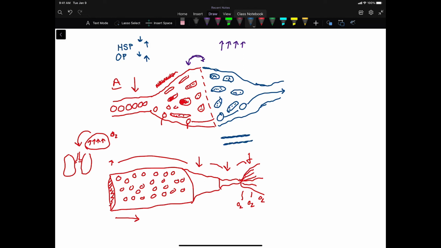And if there's an increase in pressure here, what happens is they can burst, they can pop open. So let's say we have an increase in pressure. Well, then we're going to have a bursting of the capillaries. And I told you that vascular wall integrity was really important, right? So this is my burst color.